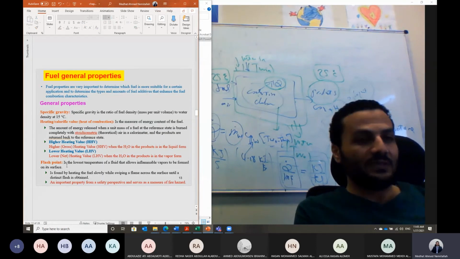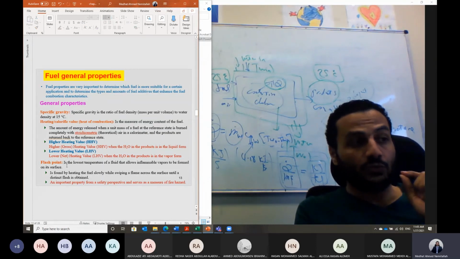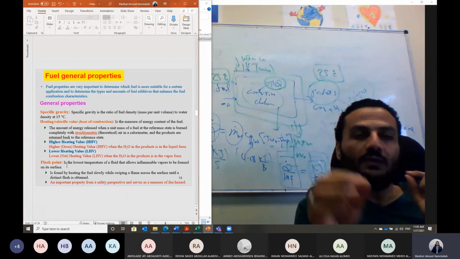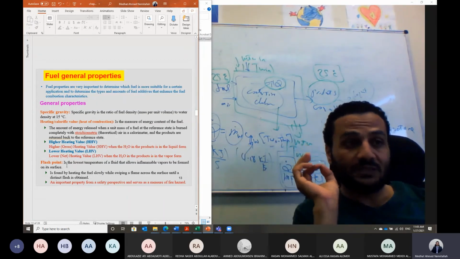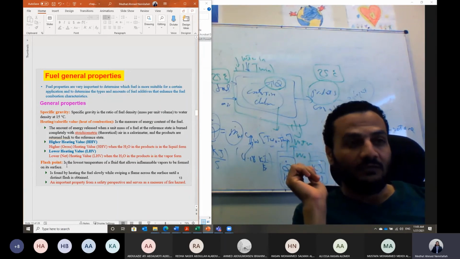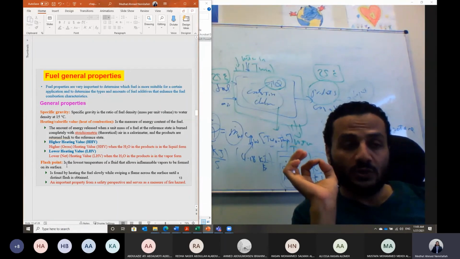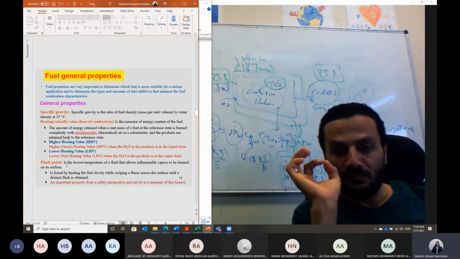Flash point, Shabab, is a point which is very important for storing the fuel. Like the fuel in your car, even in your car tank, we have to make sure that this fuel is below the flash point. Flash point is the minimum temperature at which we can have a combustible mixture of this fuel.